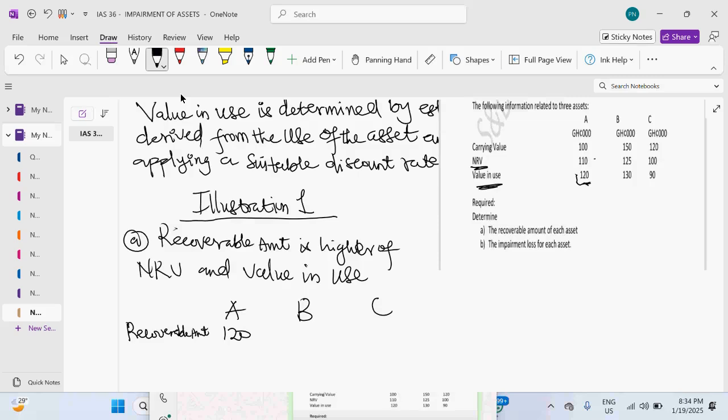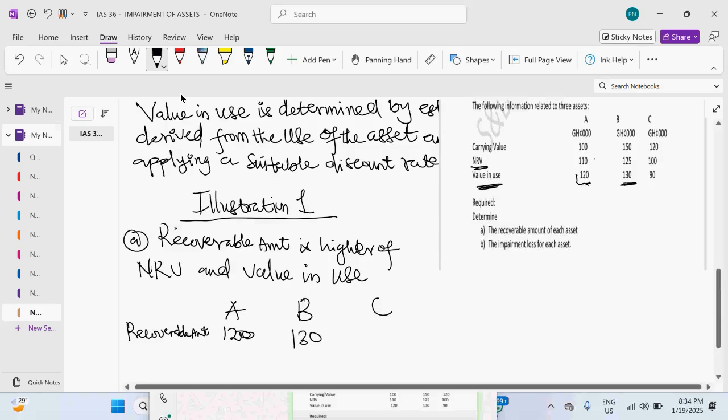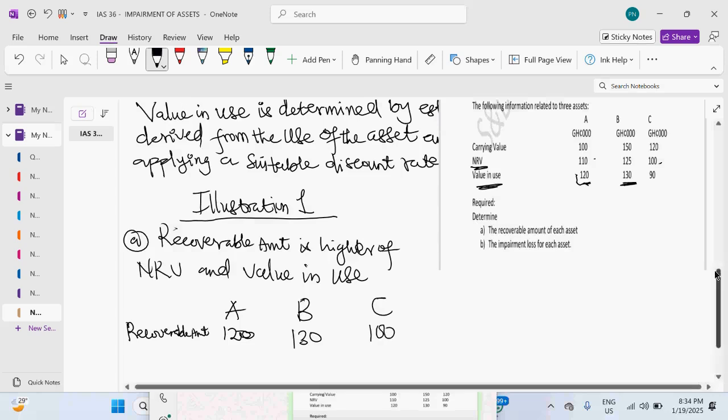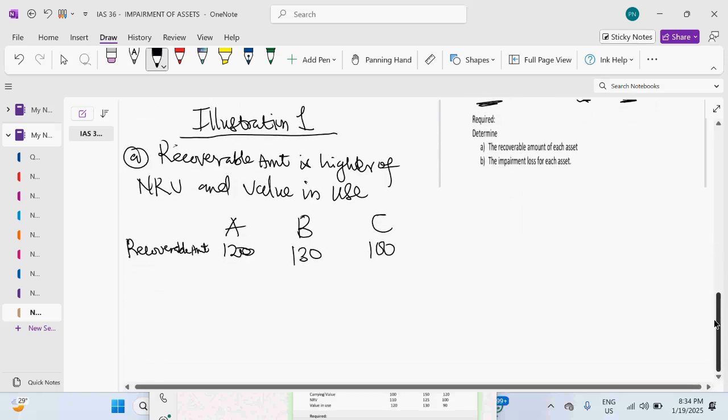Of the B, what is the recoverable amount? 130. Why? Because it is higher than the NRV of 125. And then the C is what? 100. So 100 is our recoverable amount. You can even close your eyes and write the answer. All right, so that is A for you.